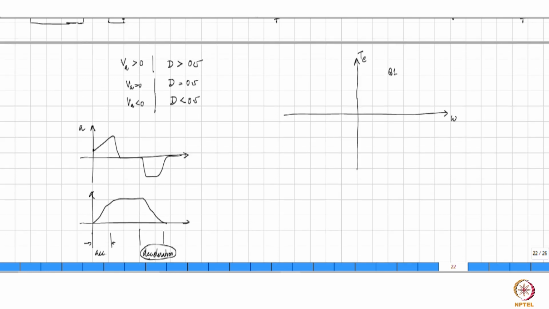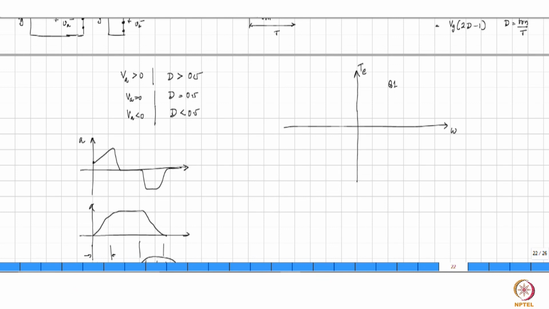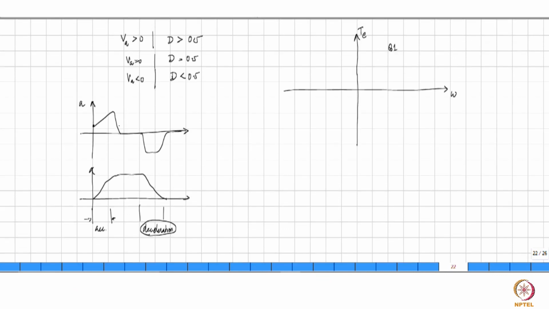So what you want is, in the first case, that is in this region, right, you want to operate such that electromagnetic torque is greater than 0, omega is also greater than 0. So you are really operating here, Q1, both omega greater than 0 and electromagnetic torque greater than 0. You can call this the forward motoring region.